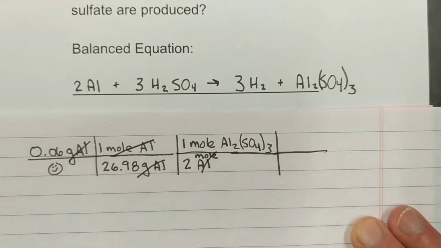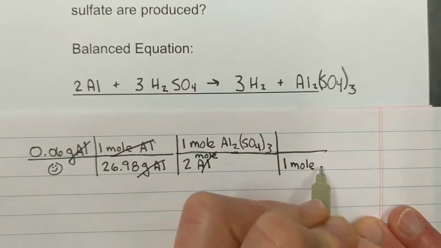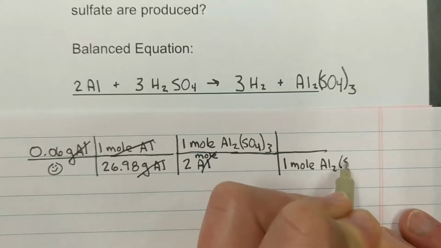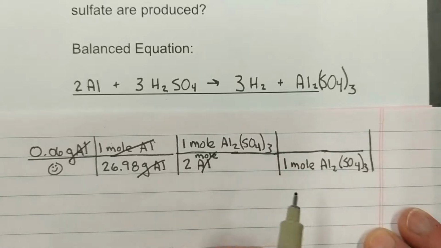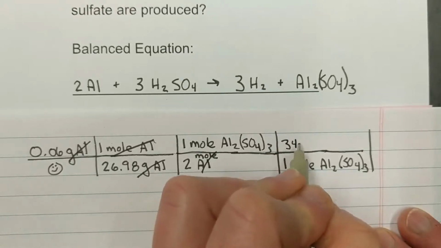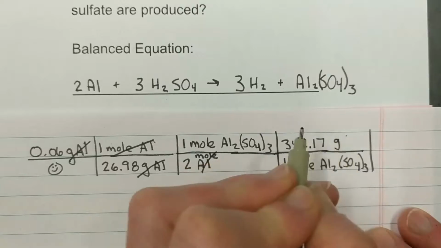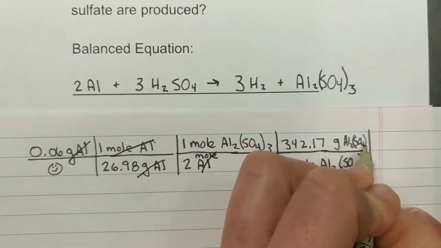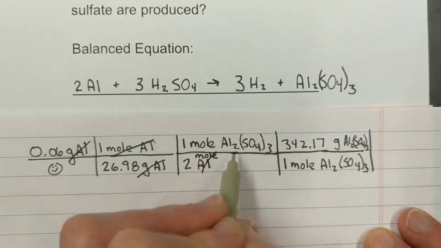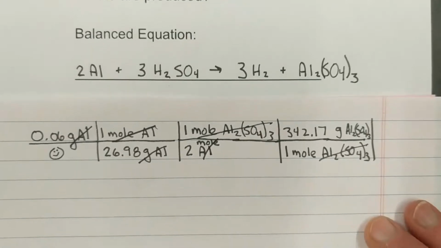the moles, 1 mole of Al2SO4 has a mass of 342.17 grams. Al2SO4, and I'm going to fit this in 3. So now my moles of aluminum sulfate cancel, and I'm left with grams.